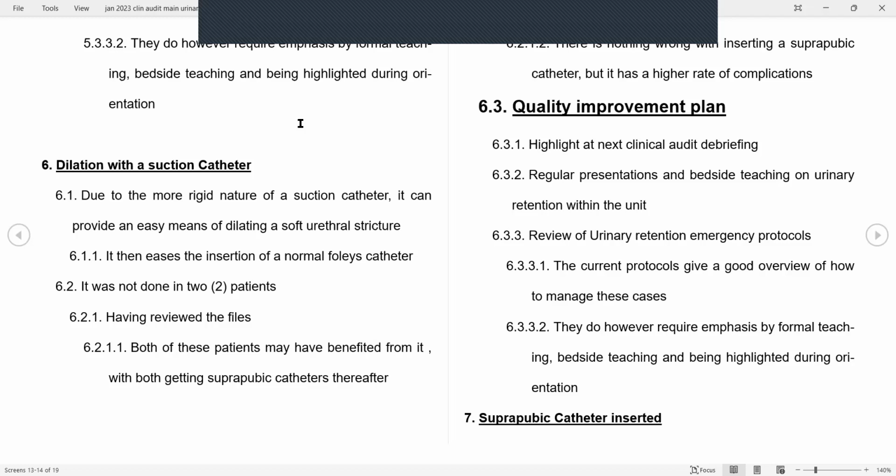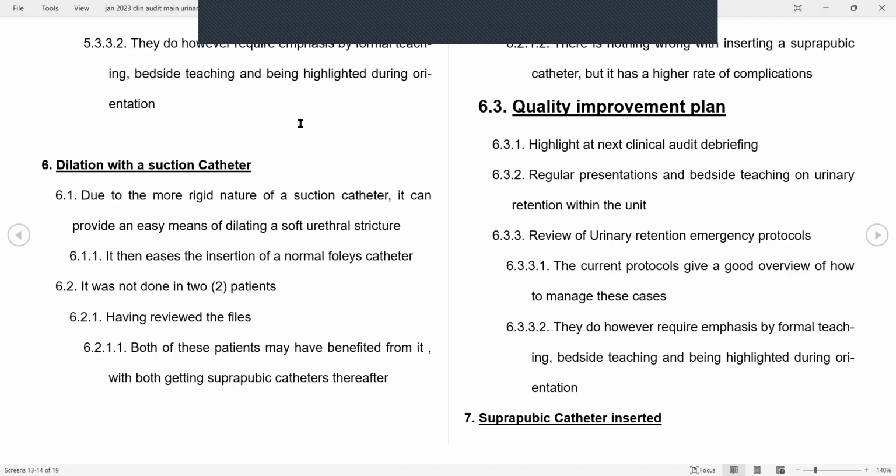And what you note is that because it's a more rigid catheter than the Foley's catheter, it will dilate a soft structure. So you'll be able to go through, and once you see urine coming out, you leave it there for about a minute, then remove it and try and insert the same size catheter again.